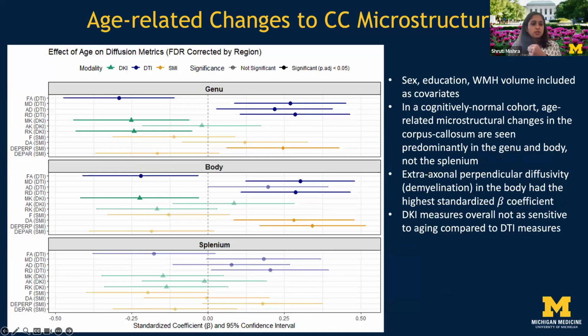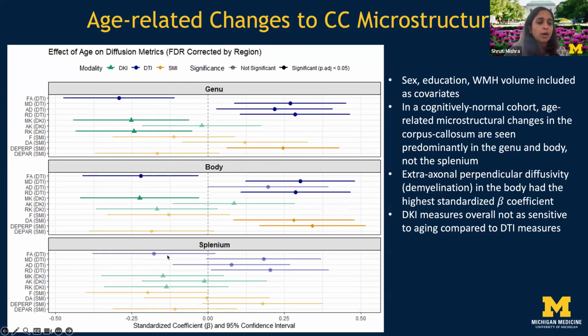So moving on to results. We looked at age-related changes using each of these different measures. Here we've broken it up into the three anatomic regions: the genu, the body, and the splenium of the corpus callosum. The measures shown in green are our kurtosis measures. The ones in dark blue are the DTI measures. And the ones in yellow are our standard model measures.